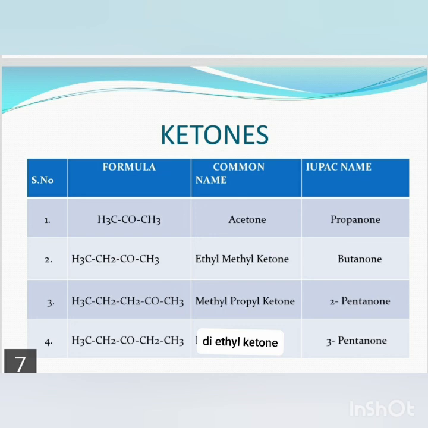Do you remember what simple ketones are? Yes, the functional group C double bond O has attached alkyl groups that are the same. So these compounds are known as symmetrical ketones. If the alkyls are different, it is known as unsymmetrical ketones. In symmetrical ketones, they are named as dialkyl ketones.